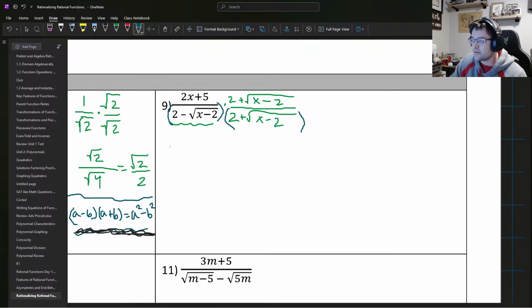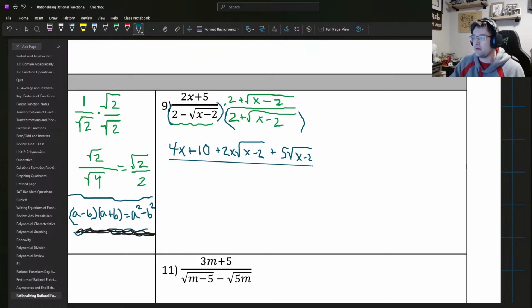The numerator is going to be maybe the most annoying part of this, because that all can be FOILed. Can distribute everything. So 2 distributed to 2x plus 5 looks like that. And then plus 2x square root x minus 2 plus 5 square root x minus 2 looks like this. Numerator looks really pretty.